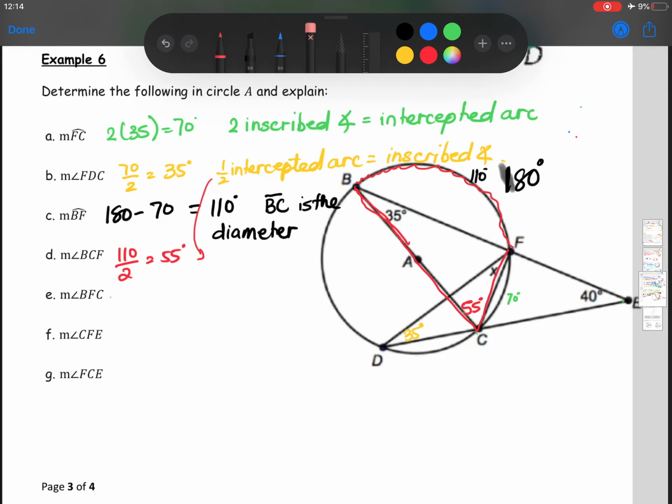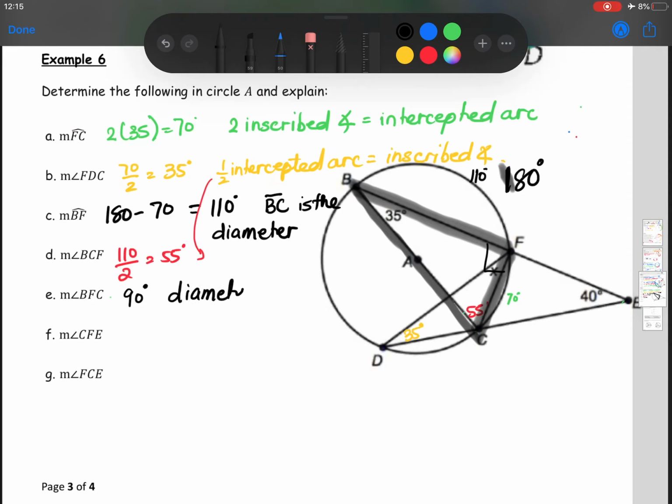Okay, the next one is what? Measure of angle BFC. Where is BFC? Okay, so you do know that we said BC was what? Our diameter, right? So this will be what? 90 degrees. If you guessed it, you guessed it right. This is 90 degrees. And why is it? The diameter is the hypotenuse. You can say that, right? Diameter is the hypotenuse.